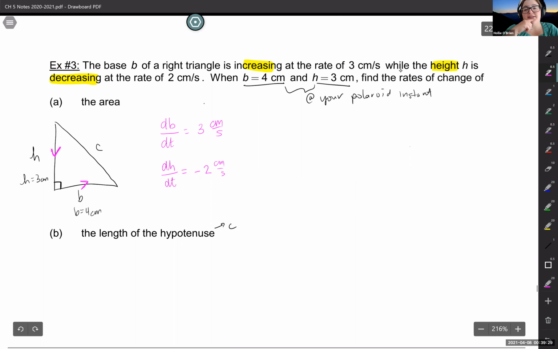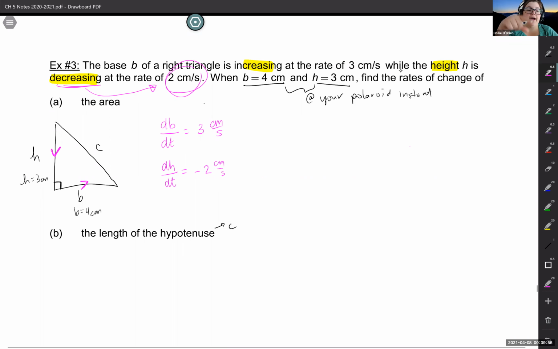So this was context clues, right? You see 2 centimeters a second, you might miss the fact that it's negative because it's getting smaller. I think if I point out the tricks as we go through, hopefully you won't be tricked. That'd be great. Okay, so we have the rates of change, we have the instance.